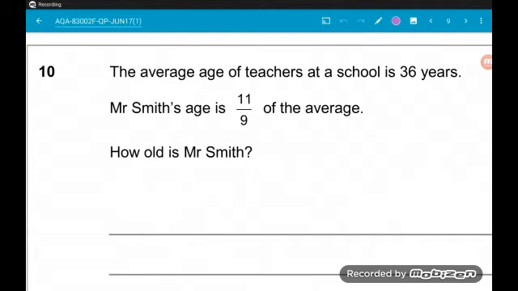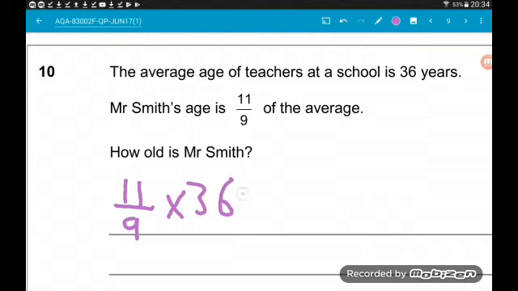Question 10. The average age of teachers at the school is 36 years. Mr. Smith's age is 11/9 of the average. Right, we want to work out Mr. Smith's age. So your calculator can do this in the real thing. Don't waste working it out manually, but it's good practice to do just that. So first of all, on your calculator, you would just want to do 11/9 times 36, and that will give you 44. So in the real thing, that's what we would want to do.